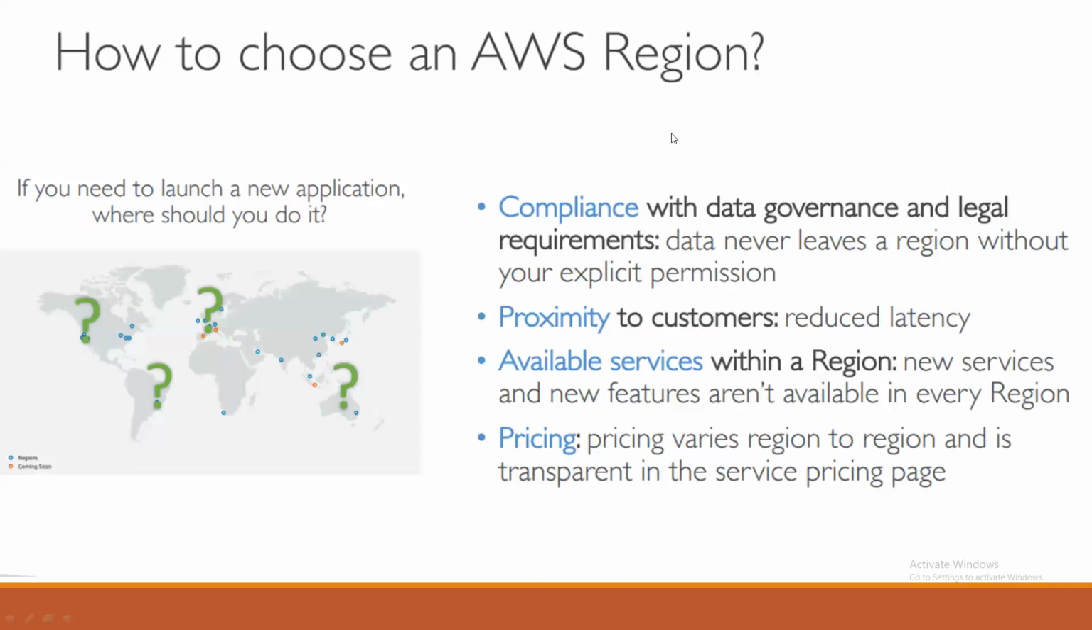How to choose an AWS region? If you need to launch a new application, where should you do it? Compliance with data governance and legal requirements: data never leaves a region without your explicit permission. Proximity to customers reduces latency. Available services within a region: new services and new infrastructure are not available in every region. Pricing varies from region to region and it is transparent on the service pricing page.